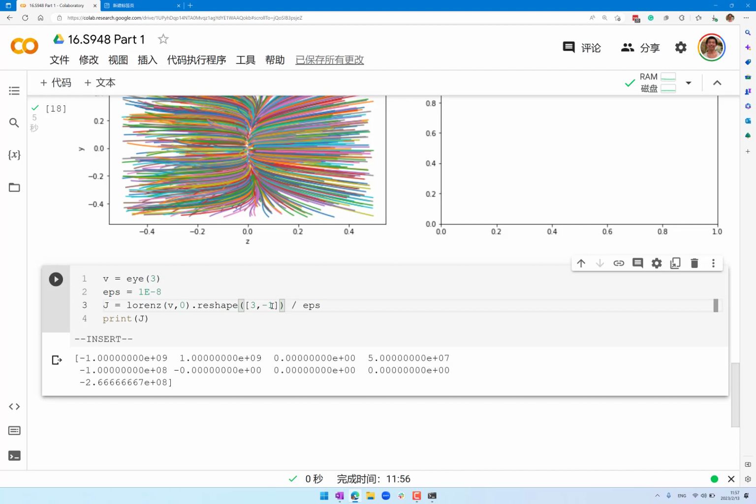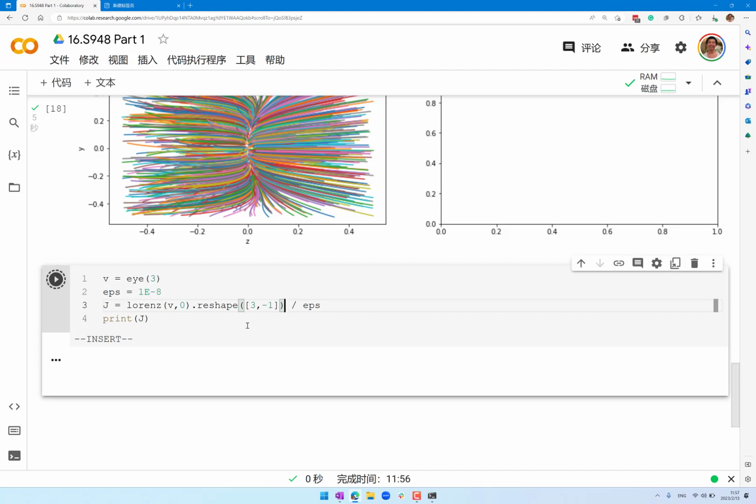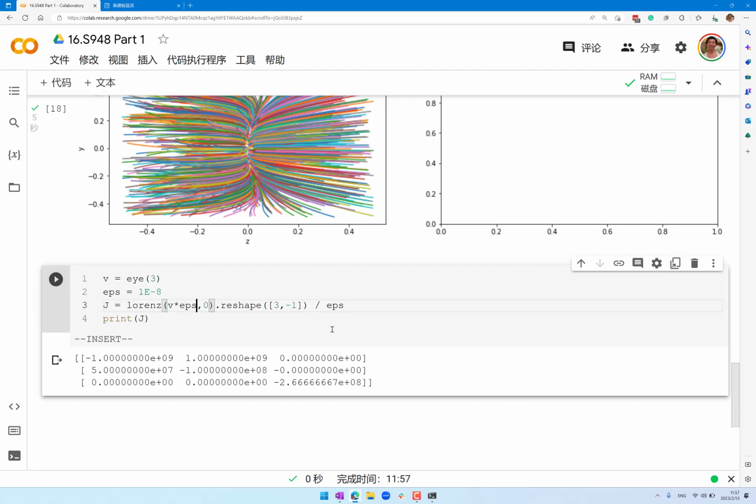Now the second dimension corresponds to which column of the array it is, and that corresponds to which initial condition it corresponds to. The first column corresponds to the initial condition that is epsilon times 1, 0, 0. The second column corresponds to the second initial condition, etc. So this is exactly the matrix we want. Oh, sorry, not V0, but V times epsilon, right? Okay, so then this is going to be the matrix.